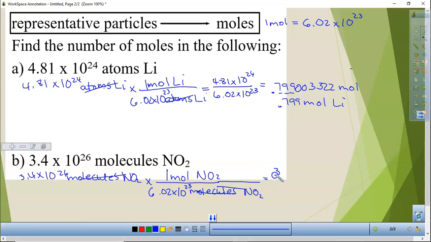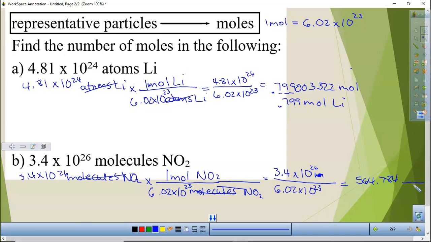So this is going to be 3.4 times 10 to the 26th molecule, or I'm sorry, not molecules. It's 3.4 times 10 to the 26th times 1, and below, divided by Avogadro's number, 6.02 times 10 to the 23rd. When I do that division, I get a fairly reasonable number, 564.784, and a whole bunch of numbers back there.